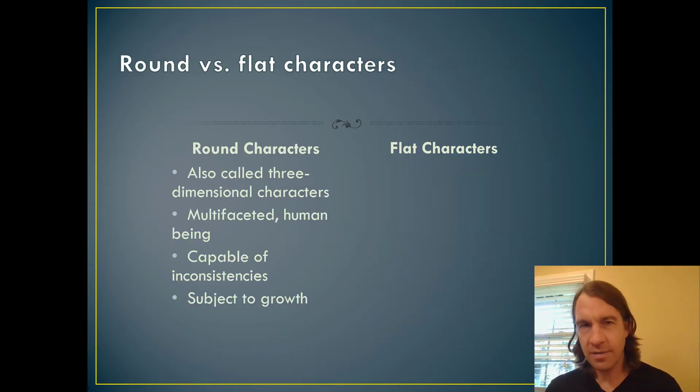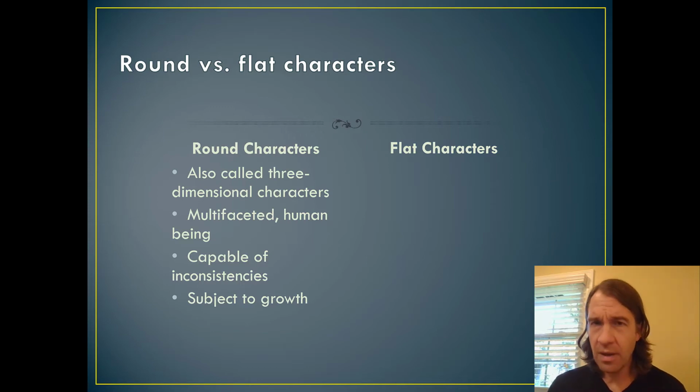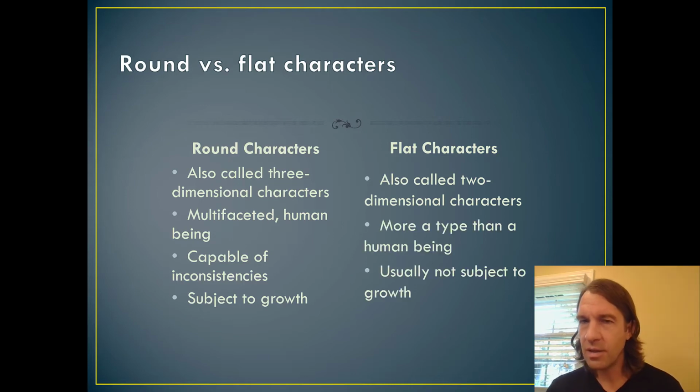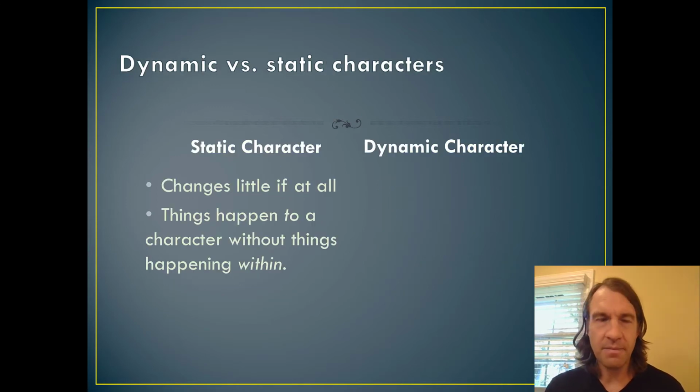Now, round characters and flat characters. Round characters are like three-dimensional characters. They're multifaceted. They're like a real human being. And so they can be inconsistent. They have the potential for growth. Whereas flat characters are like two-dimensional characters, more of a type, like the villain, the ingenue, stuff like that. And so there's usually not a lot of change that happens there.